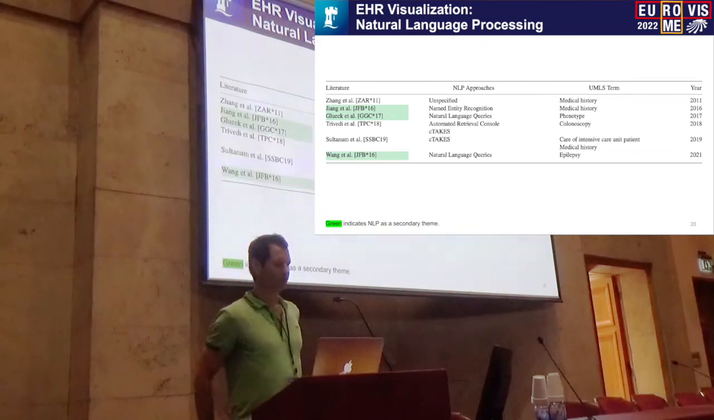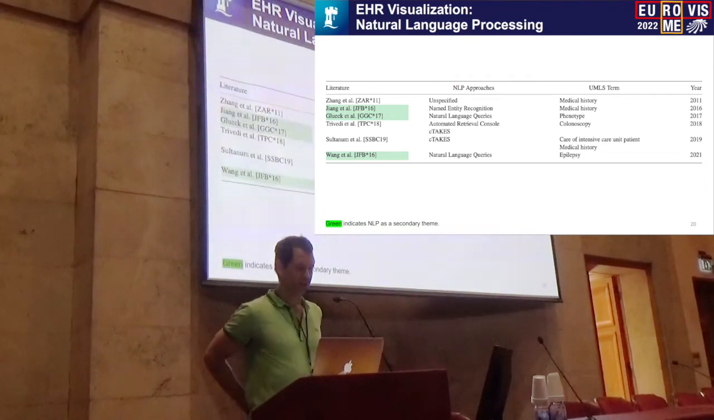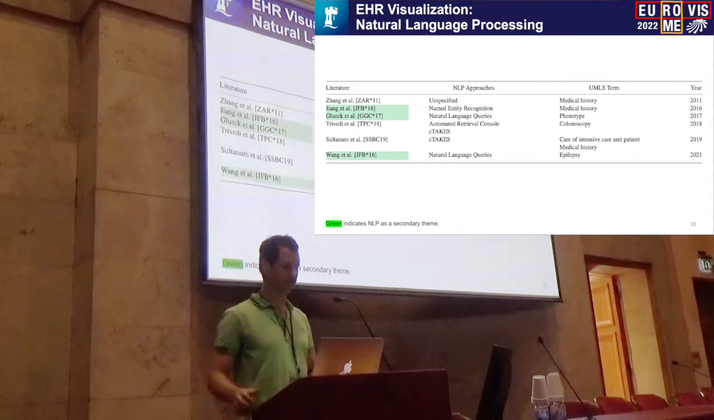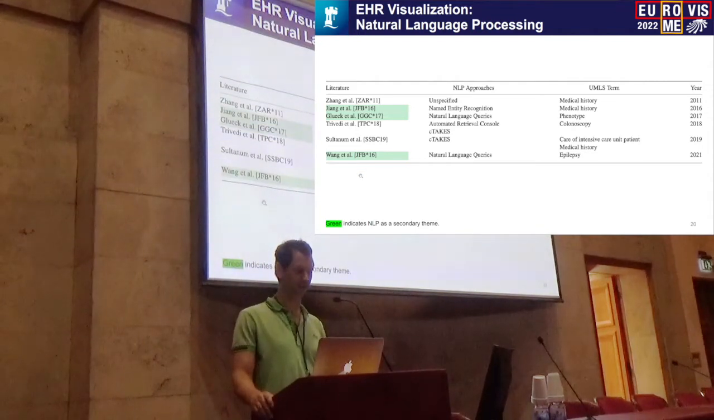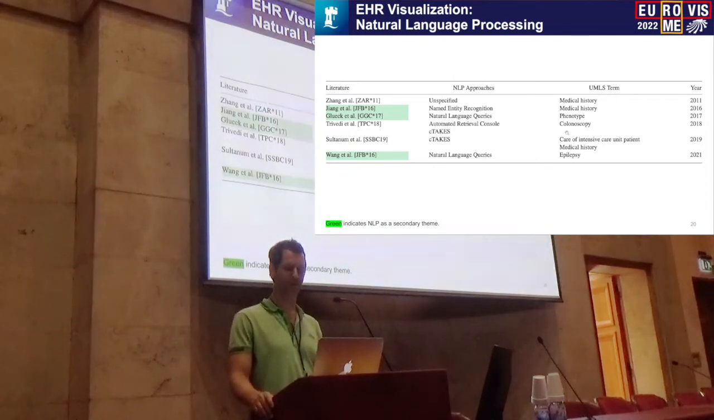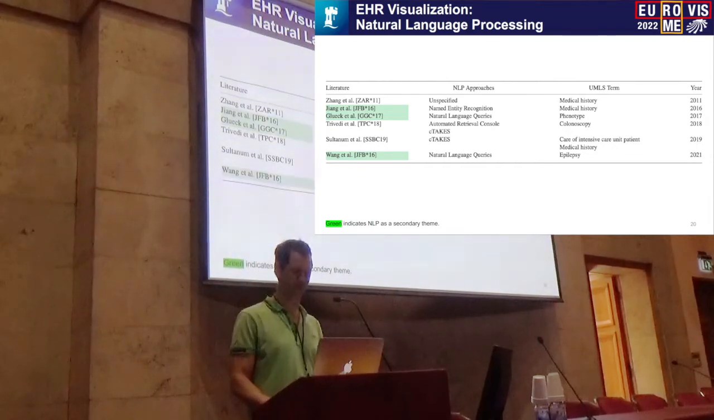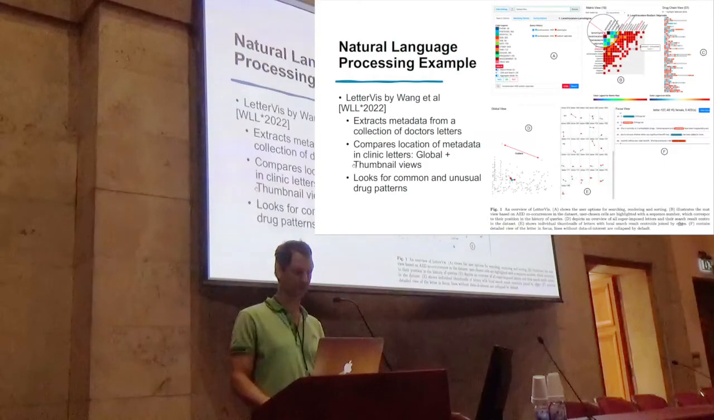This is an overview of the EHR visualization literature that uses natural language processing as part of their analysis. So not as many as the machine learning example. And again, we have this green that indicates NLP is a secondary theme, so there are really only three that use NLP as a primary theme, right? And we see the different aspects of NLP that are used in the second column, and the UML term in the third column, and when it was published in the fourth column.